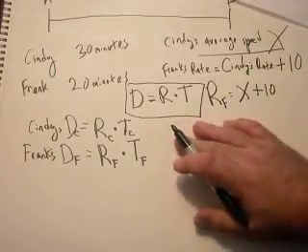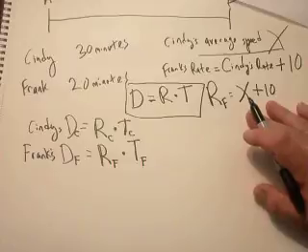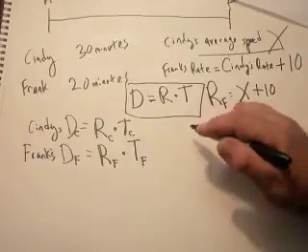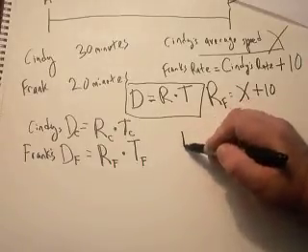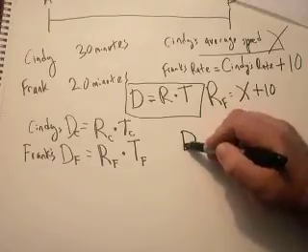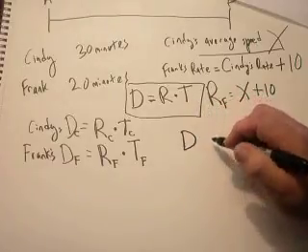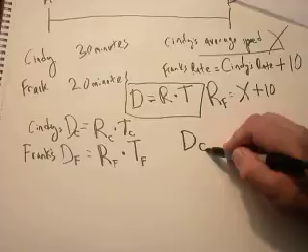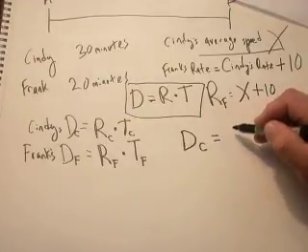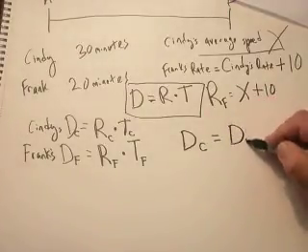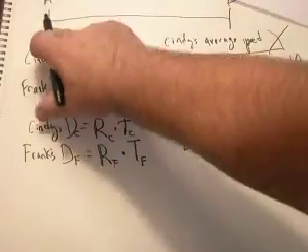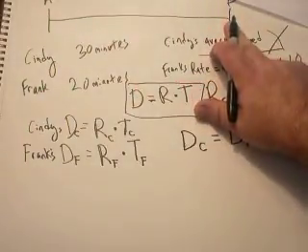Okay, so now we've got pretty much all the things we need to solve this problem. Now we're going to set it up. As I mentioned earlier, since Cindy and Frank live together, we know that the distance Cindy traveled is equal to the distance Frank traveled. They both came from the same house and both went to the same store according to the problem.